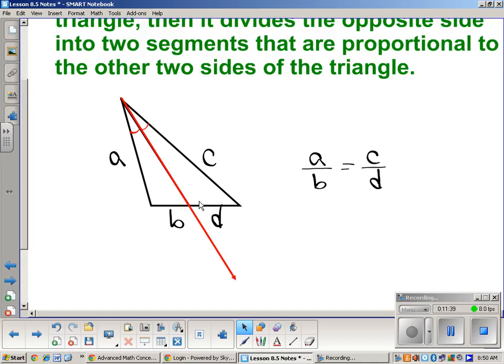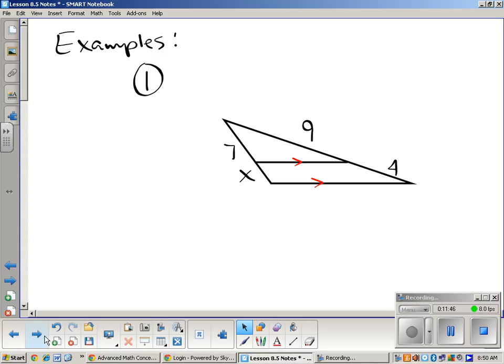Any questions on the triangle angle bisector theorem? Okay, so that's it for the notes. We have a couple examples here, applying those notes.